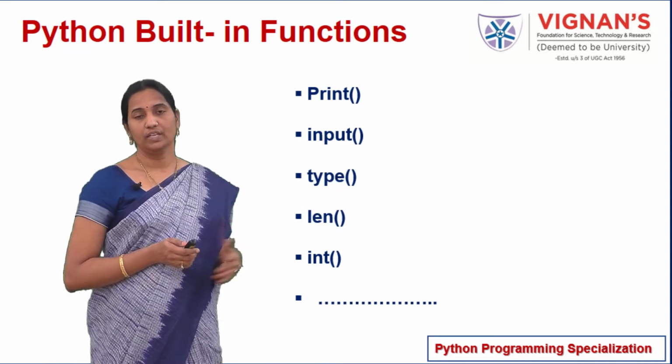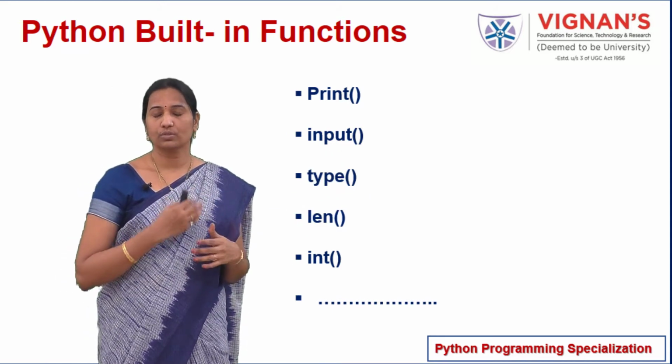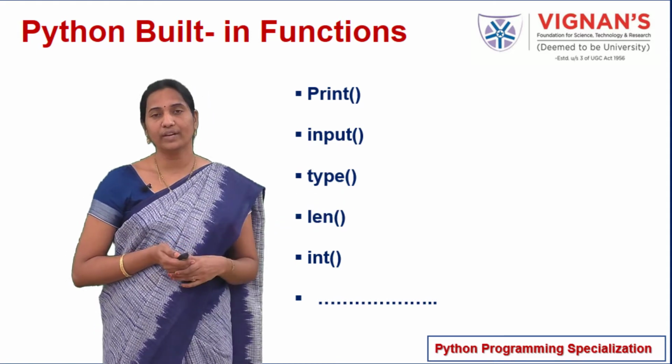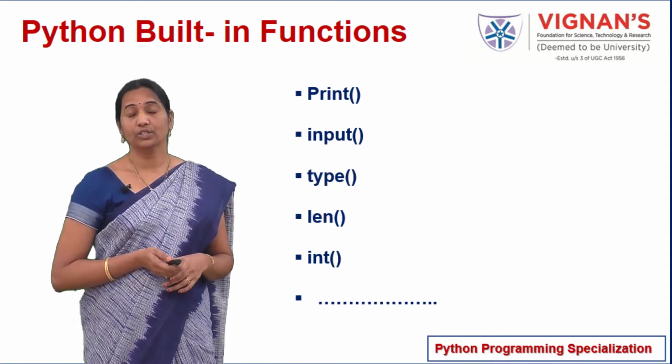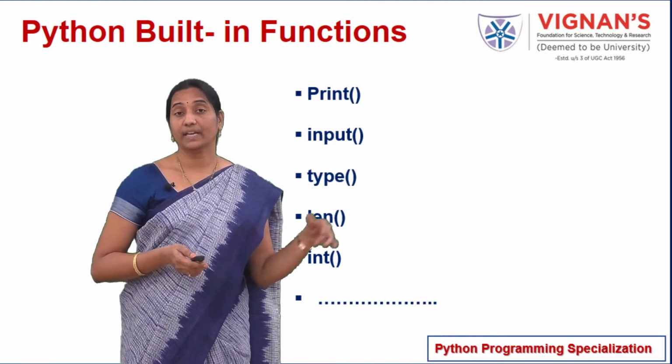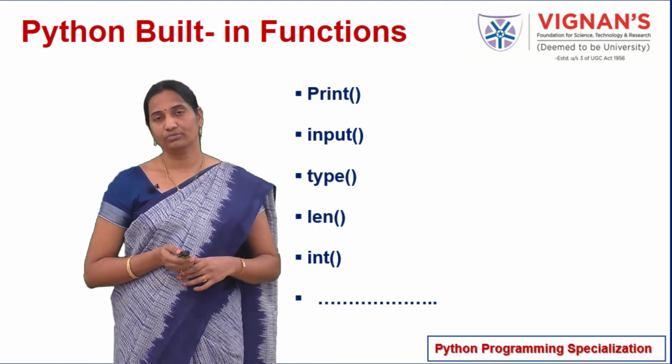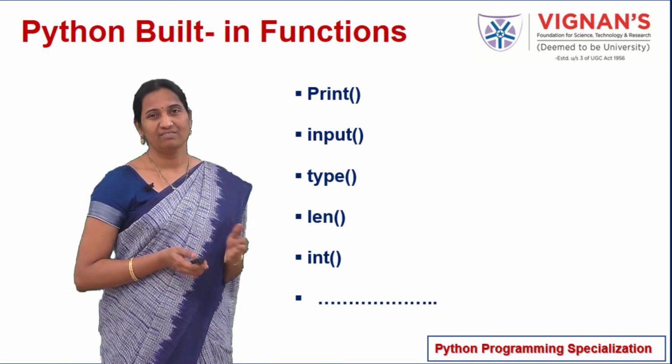The print function is used to display values onto the output devices, whereas input is the function which is used to read values from the keyboard. Type is the function which is used to know what the type of a variable is. Then similarly len can be used to know the length of the string.